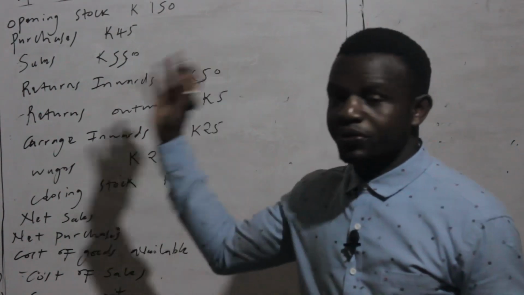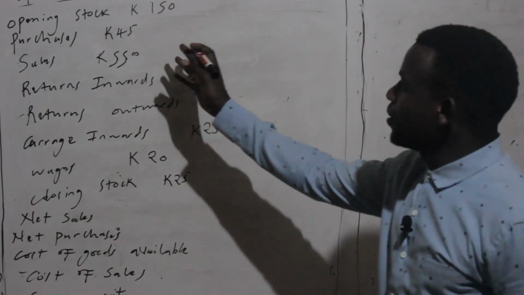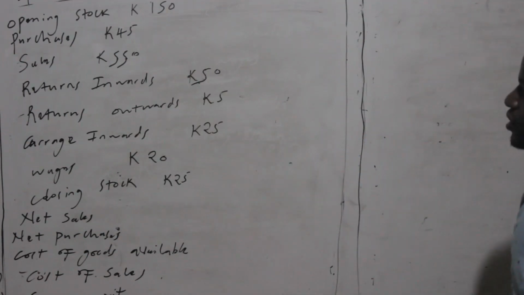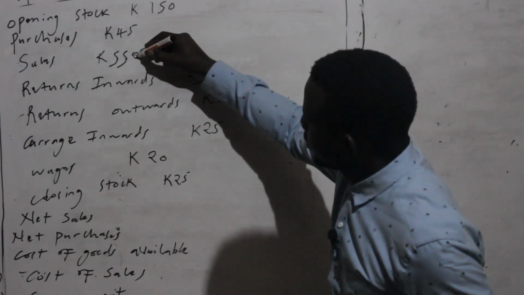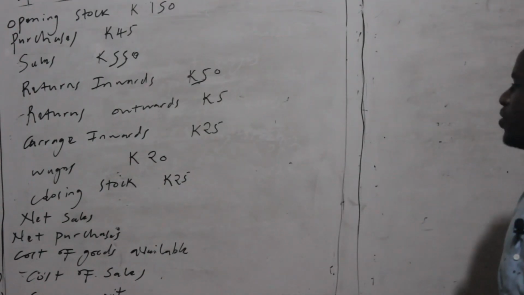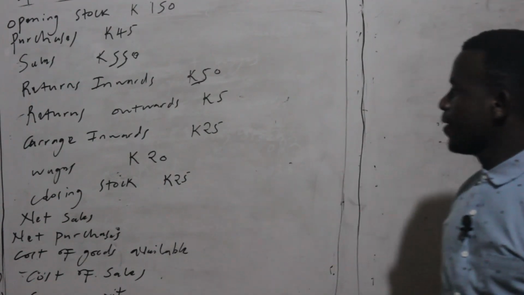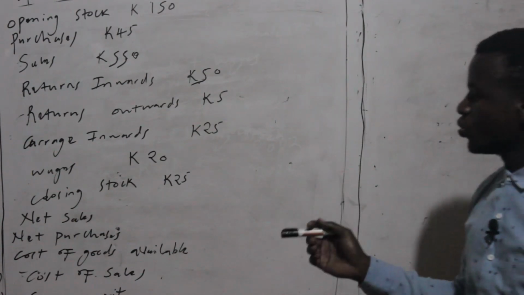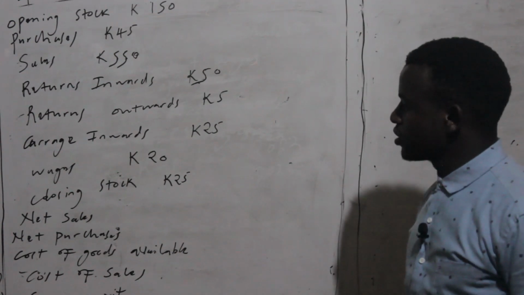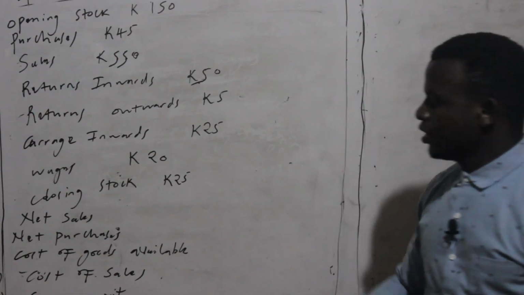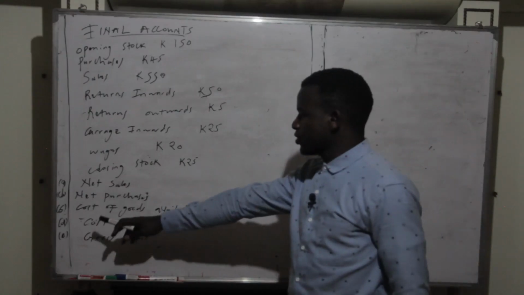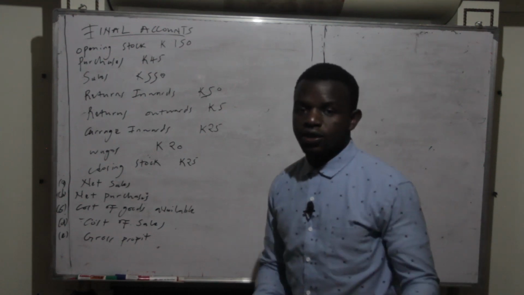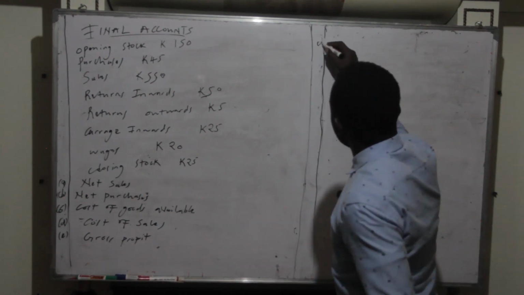So we have the question that we need to solve, and for this question we have opening stock amounting to 150, purchases amounting to 45, sales amounting to 550, returns inwards amounting to 50, returns outwards amounting to 5, carriage inwards amounting to 25, wages amounting to 20, and closing stock amounting to 25. Then we are supposed to find the net sales, net purchases, cost of goods available, cost of sales, and gross profit. So we are going to start with our A.